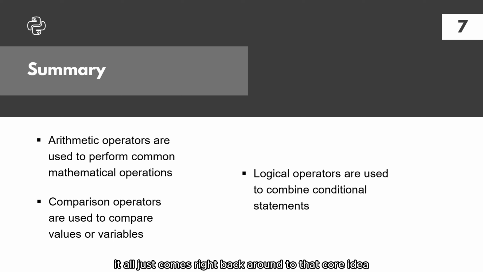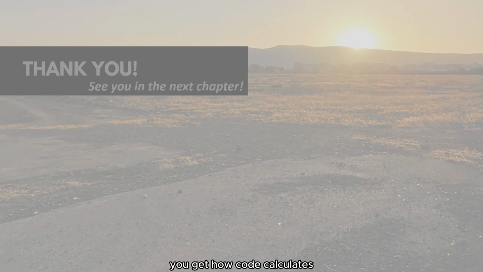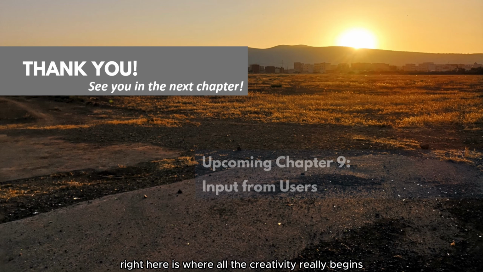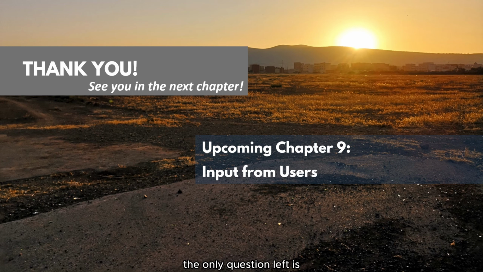And it all just comes right back around to that core idea we started with. Every single one of these tools, it doesn't matter if it's a calculator, a scale, or the brains, they all exist for one reason: to perform an operation on your data. This is the engine that drives all of programming. So now you've got it. You have the fundamental toolkit. You get how code calculates, how it compares, and how it makes decisions. And this right here is where all the creativity really begins. The only question left is, what are you going to build with them?